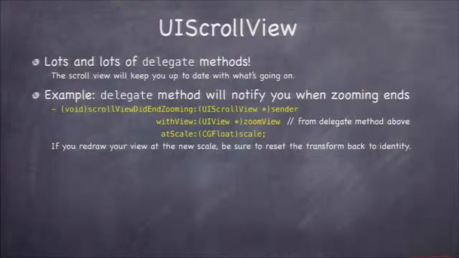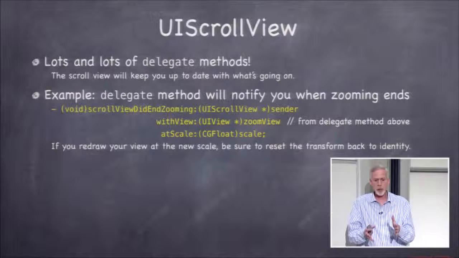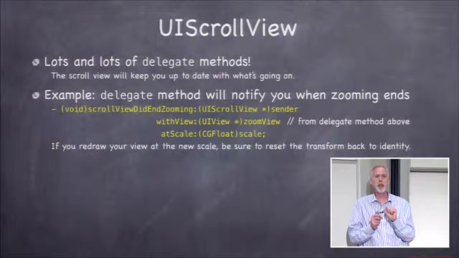For example, if you pinched to zoom and you zoomed way in on a view, it's going to be really pixelated because it's doing a transform-based scale, scaling the bits up. The bits might look huge. But you get a delegate method, scroll view did end zooming with view at scale, that will tell you, the scroll view will tell you, I just finished zooming this thing and now it's at this scale. And now you could redraw your view to not be pixelated.